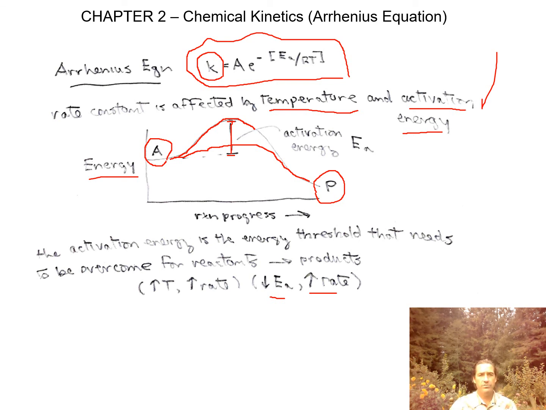So that concludes chapter 2. This was a lot of information. We covered thermodynamics, equilibrium, and kinetics. This is something that takes 10 weeks or more in a general chemistry course, and we've covered it in 2 weeks.